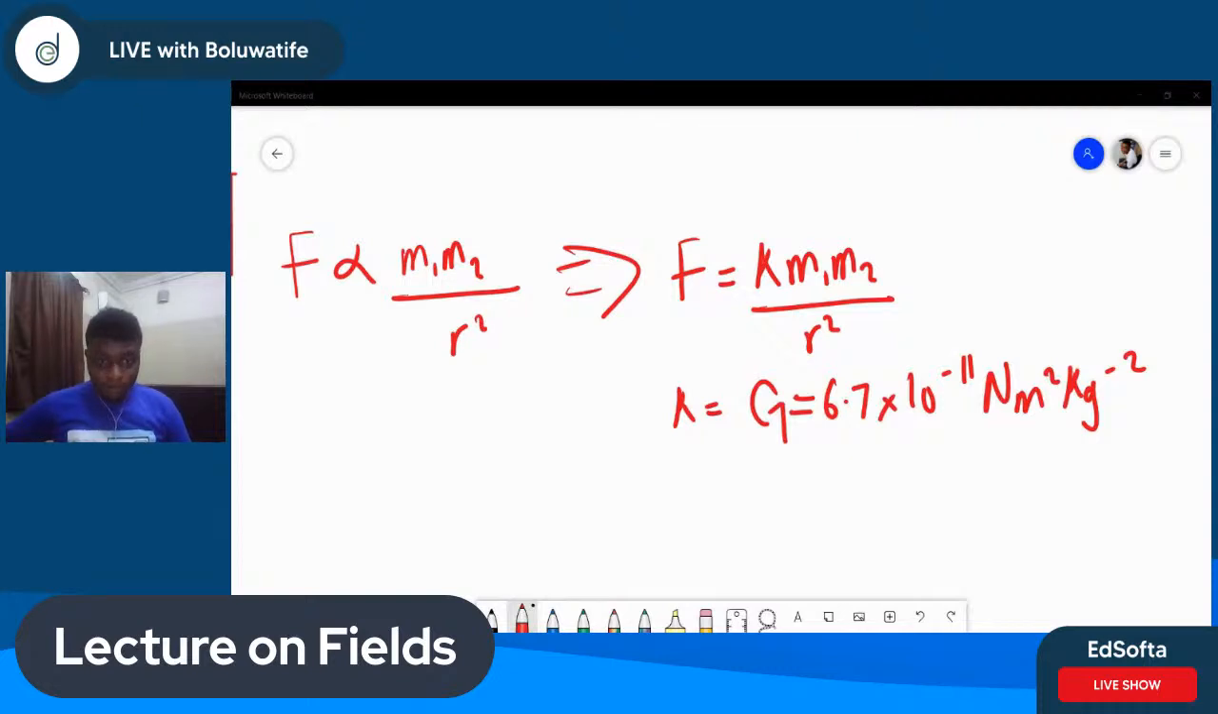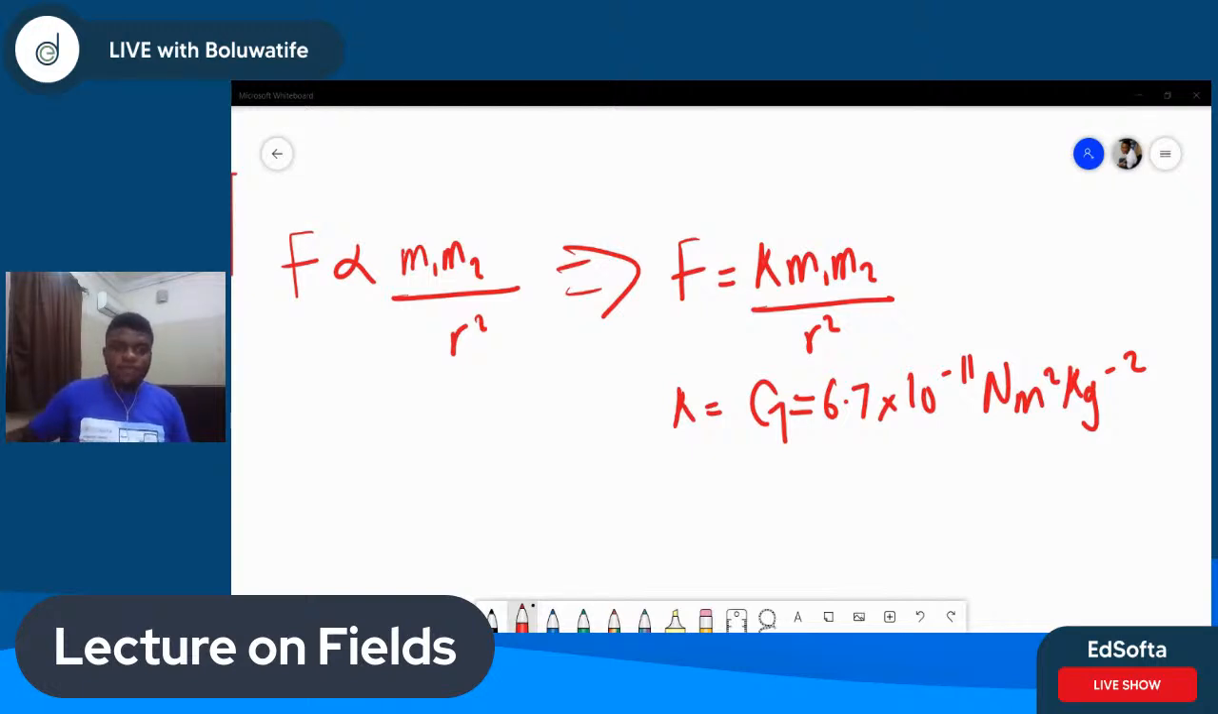So remember our weight. If you want to calculate somebody's weight, you do mass times acceleration due to gravity, right? Okay, so now look at it this way. Your weight is actually gravity acting on you. Good. Now, if your weight is gravity acting on you, then look at it this way.